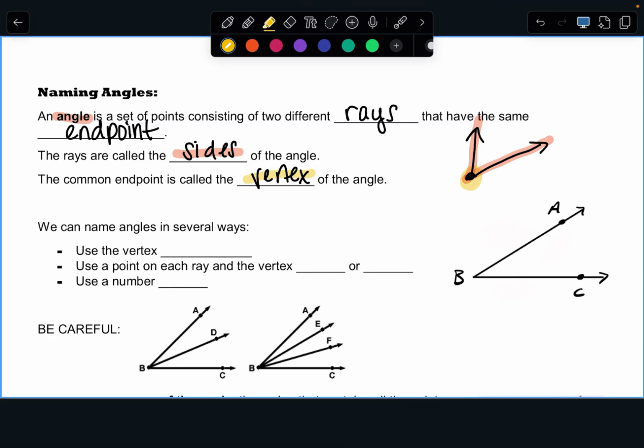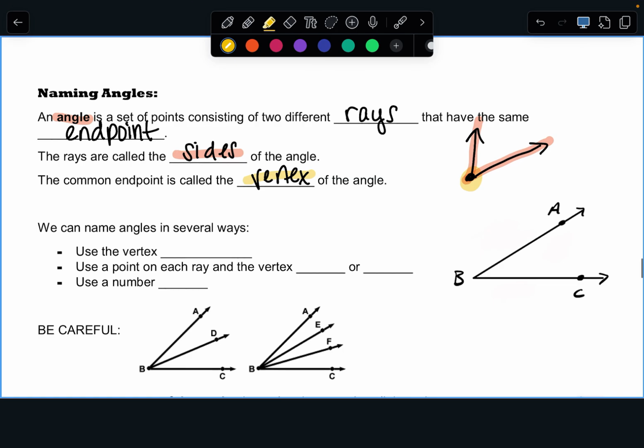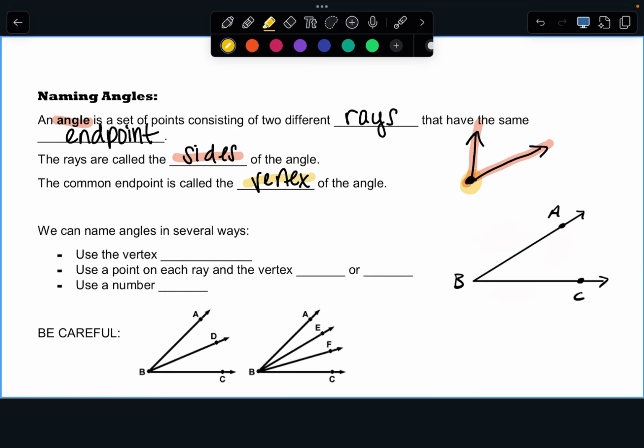There are 3 options, technically 4, for naming angles. We can use just the vertex. So for this one, what is the vertex? B. So I can write that letter down, point B, and then I can use an angle symbol. Here's your angle symbol. It almost looks like an L. It almost looks like a less than sign. It's basically a less than sign that's flat, like this, or like this.